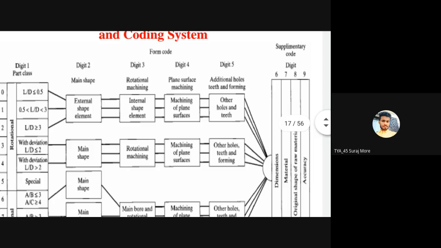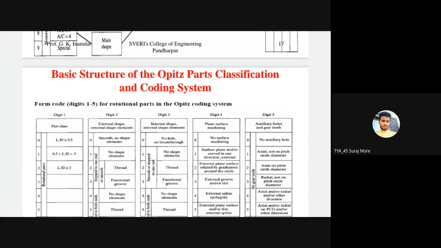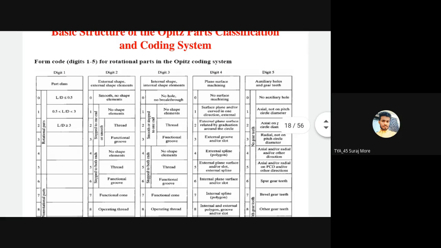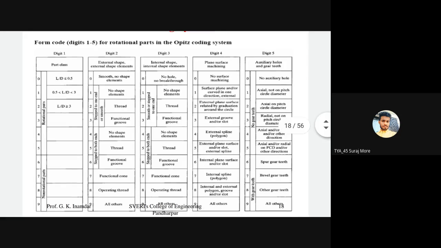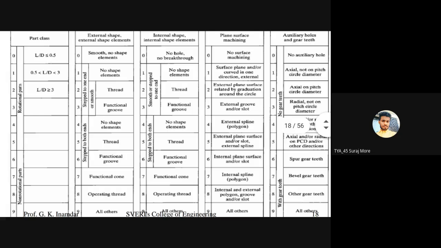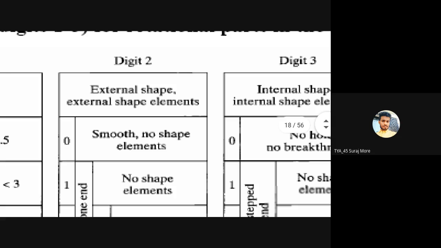Now as per this chart, they have taken one industrial example. Digit number one is rotational or non-rotational. Digit number two is for the external shape. In that external shape, what is the value from 0 to 9? See here vertically: in digit number two there are different values, 0 to 9. Zero is smooth or no shape element, one is no shape element, then threads are there.